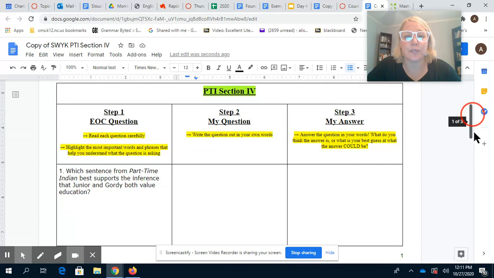All right, so we have just altered step 1 a little bit. I think it'll be a little bit faster. So step 1 says, read each question carefully, duh, right? Then you're going to highlight the most important words and phrases that help you to understand what the question is asking. Before, we had you copy and paste, and I think highlighting will be a little bit faster. Then in step 2, you're going to put your questions in your own words. And then obviously in step 3, because you've already read Part-Time Indian, you'll be able to answer the questions.